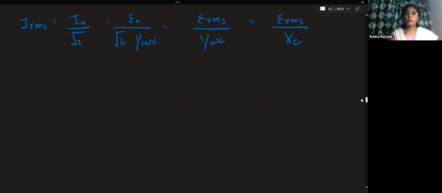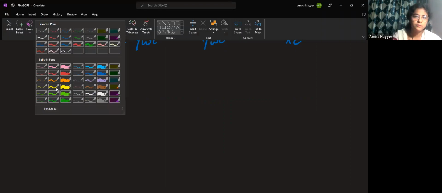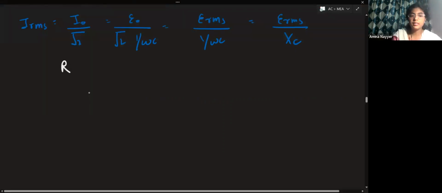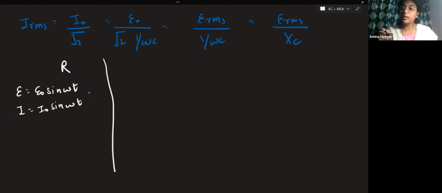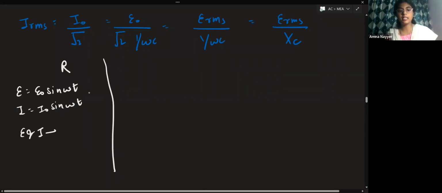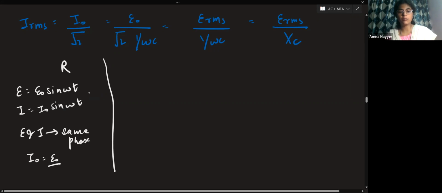See, regarding the conclusion, let's just discuss one thing. If a circuit has only a resistor connected, then EMF is given by E naught sine omega t, and current is given by I naught sine omega t. This directly shows that both E and I are in the same phase. I naught is equal to E naught by R.